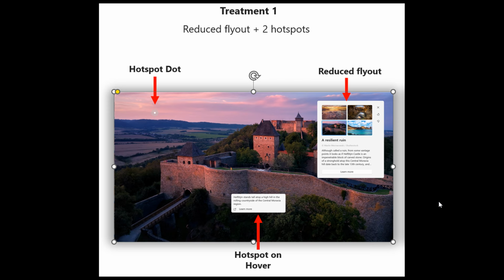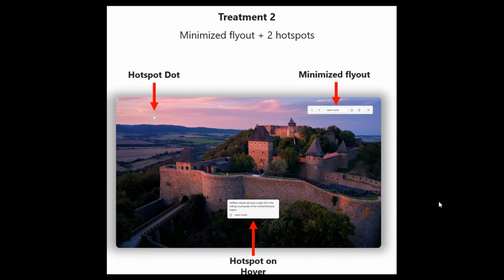So with treatment 1, you will see a reduced flyout and hotspots which reveal additional information on hover. Clicking on a hotspot will launch the Bing landing page. And then moving over to so-called treatment number 2, Microsoft has this to say. They say with treatment 2, you will see a minimized Spotlight experience, and hotspots will reveal additional information on hover. Clicking on a hotspot will launch the Bing landing page. So for whatever reason, Microsoft is working on those two treatments for the Desktop Spotlight.